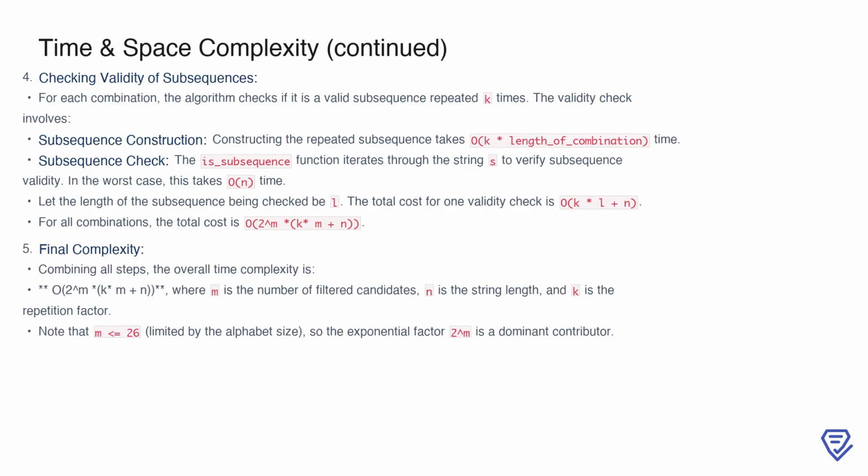Since there are 2^m combinations to check, the total cost for this step becomes 2^m * (k * m + n). Combining all the steps, the overall time complexity of the algorithm is dominated by this term, 2^m * (k * m + n). It is important to note that m is always less than or equal to 26, as it is limited by the alphabet size, making the exponential factor 2^m the primary driver of the complexity.